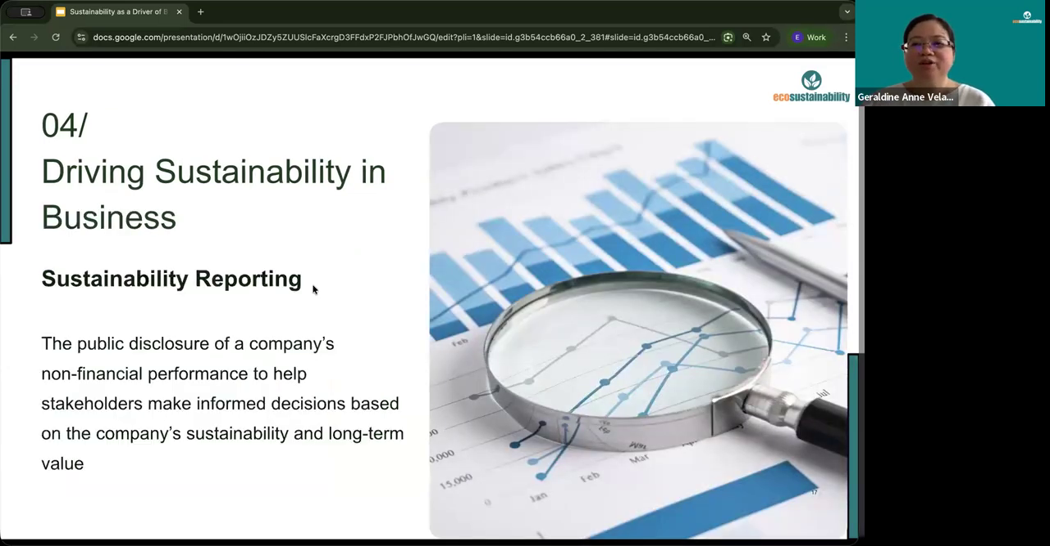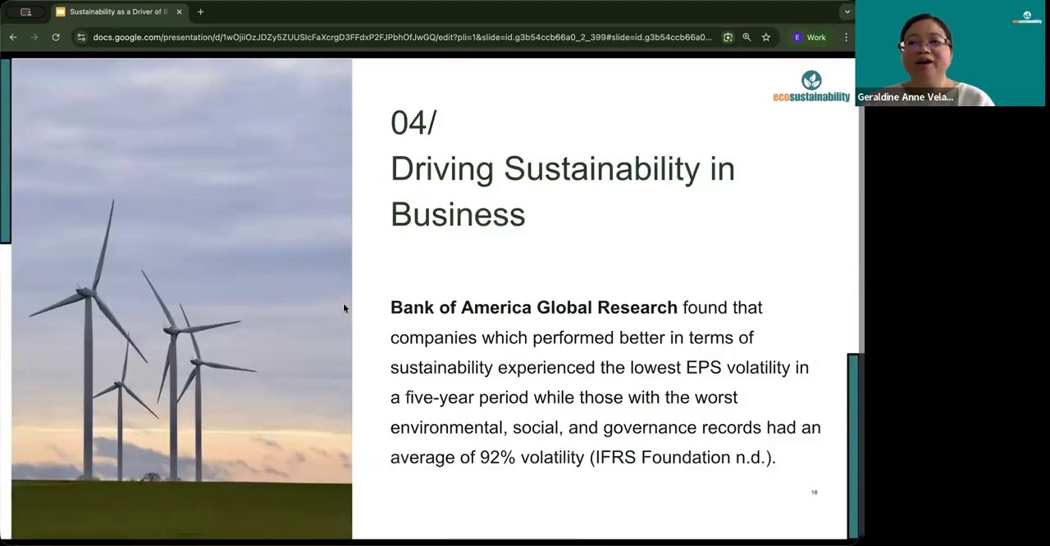So, what is sustainability reporting? It is the public disclosure of a company's impacts, risks, and opportunities to help stakeholders make informed decisions based on the company's sustainability and long-term value. There is a study by Bank of America Global Research. They found that sustainability information was the only reliable predictor of earnings per share volatility, better than traditional measures such as return on equity. Companies which perform better in terms of sustainability experience the lowest EPS volatility in a 5-year period, while those with the worst environmental, social, and governance records had an average of 92% volatility.